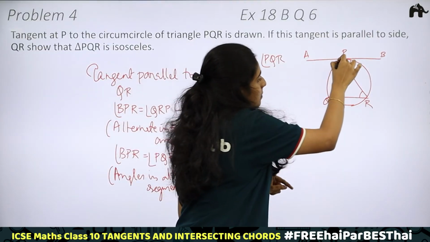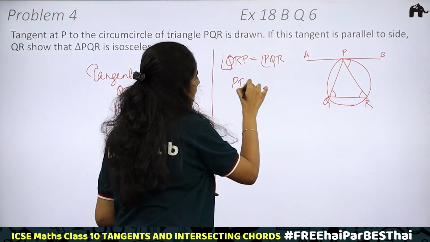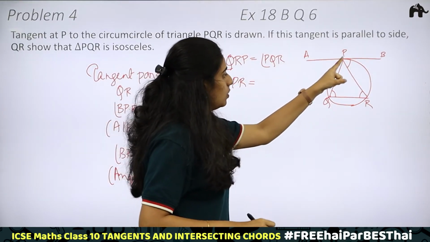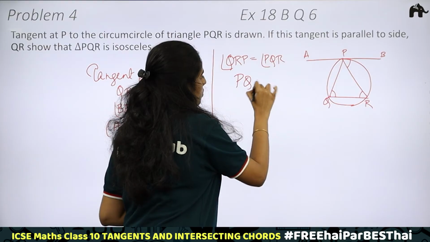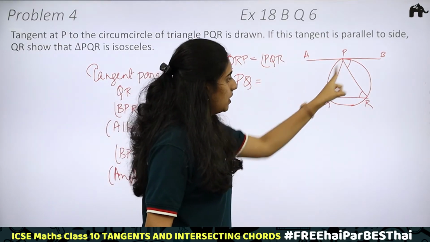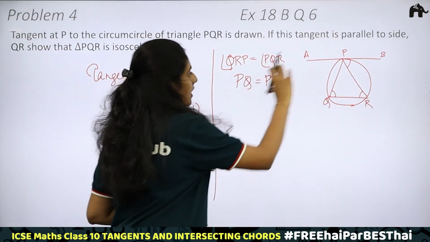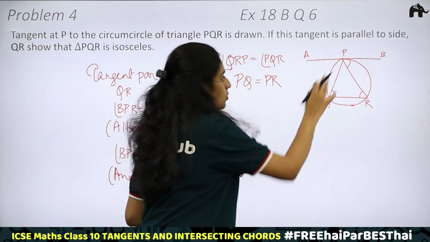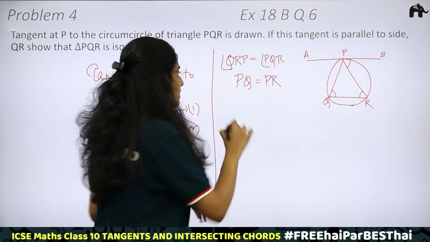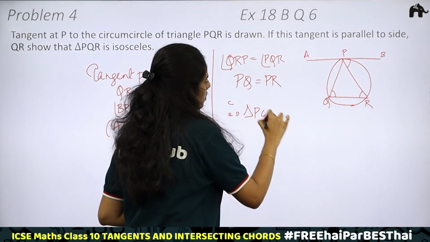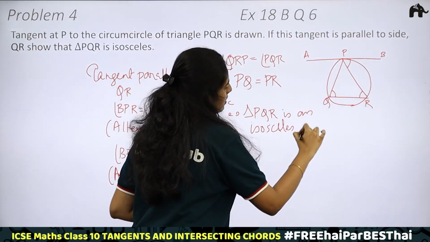Or you can take it like this: PR is the side opposite to angle PQR. Therefore, PR will be equal to PQ, which is opposite to QRP. And PQ is opposite to PQR, so we have side PR. They are of equal length. So, if in a triangle two sides are of equal length or two angles are of equal measure, then it is an isosceles triangle. Therefore, triangle PQR is an isosceles triangle.